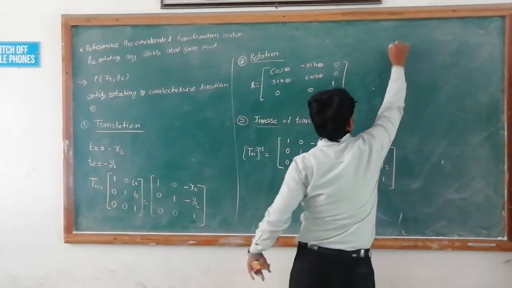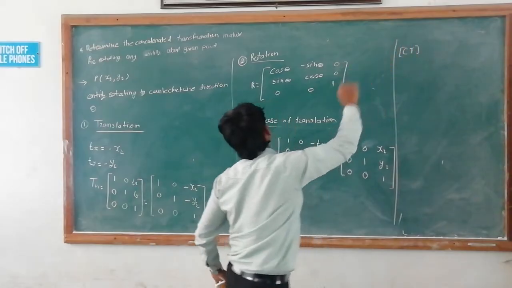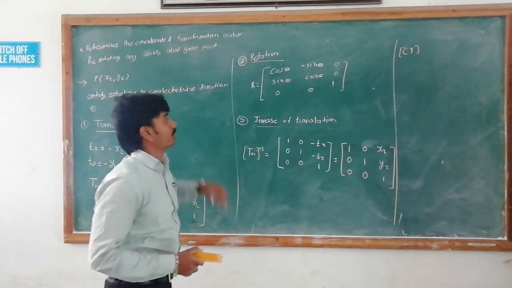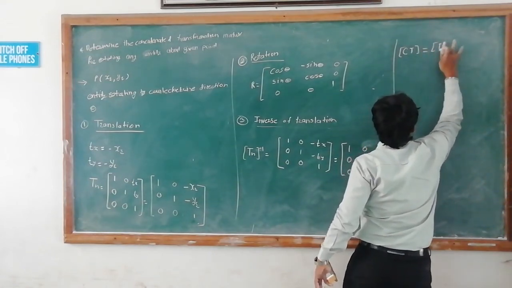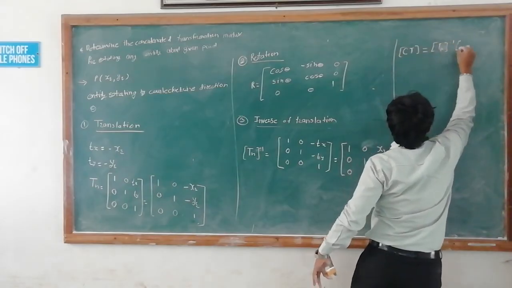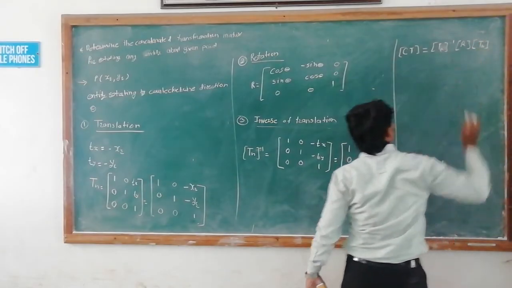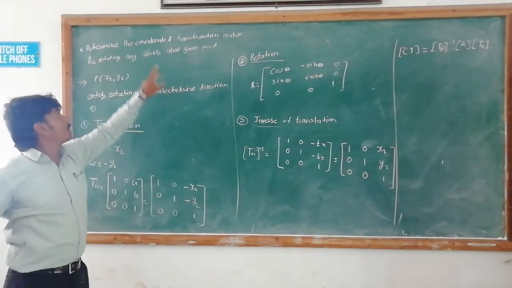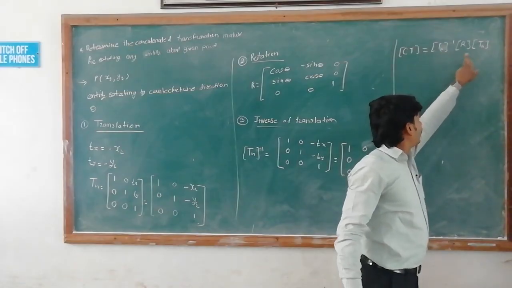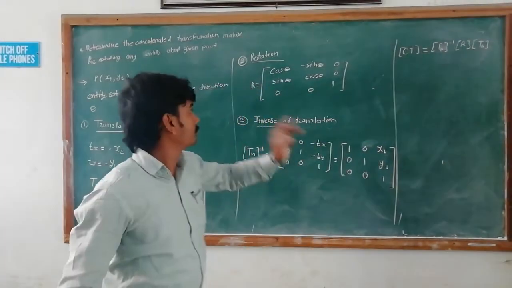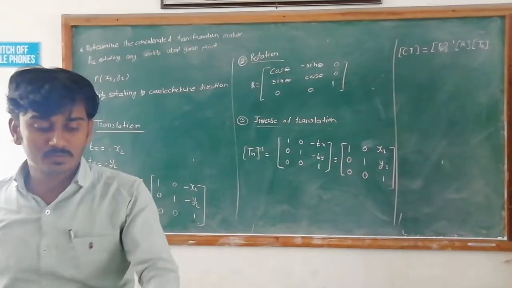Okay, and now CT, the concatenated transformation matrix. We have to find out the concatenated transformation matrix. It is equal to TH inverse into R into TH. This is the value of the concatenated transformation matrix, CT is equal to TH inverse R into TH. Okay, so this is our concatenated transformation matrix. For simplification, we will take one numerical here.